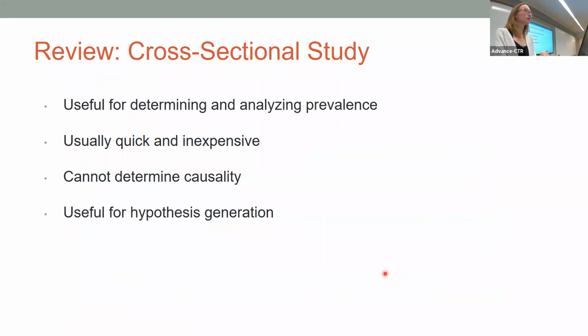So as a quick review, cross-sectional studies are prevalence studies. They're useful for determining and analyzing prevalence. They're quick and inexpensive. You can't determine causation, unfortunately, but you can use them to generate hypotheses that you can carry forward into other studies that you can determine causality with.